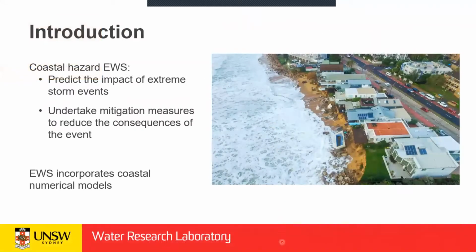Coastal hazard early warning systems provide a means for us to predict the impact of extreme storm events along our coastline ahead of time so that effective mitigation measures can be undertaken to reduce the consequences of these events. These models generally incorporate the use of a coastal numerical model within their workflow to simulate the nearshore morphodynamics and from that predict the coastal change associated with the impending event.